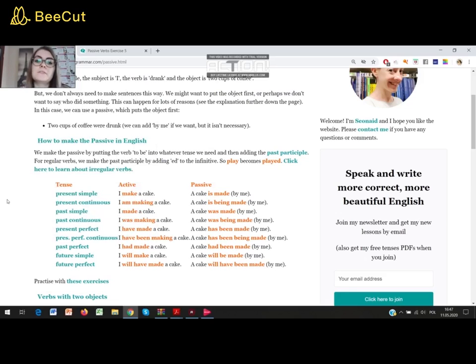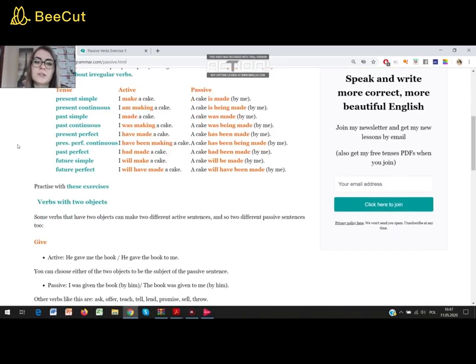We make the passive by putting the verb "to be" into whatever tense we need and then adding the past participle. For regular verbs, we make the past participle by adding -ed to the infinitive. So "play" becomes "played", and of course we know how to do it, yeah? And for different tenses, we use it like that.